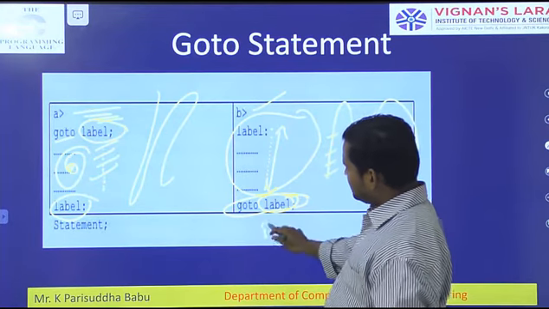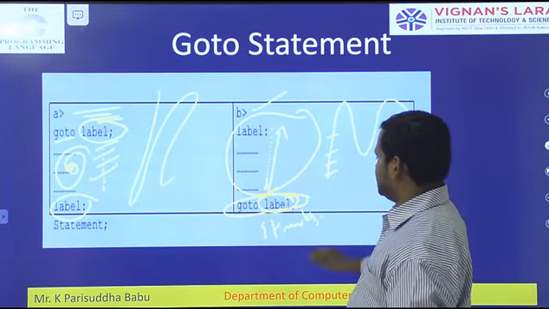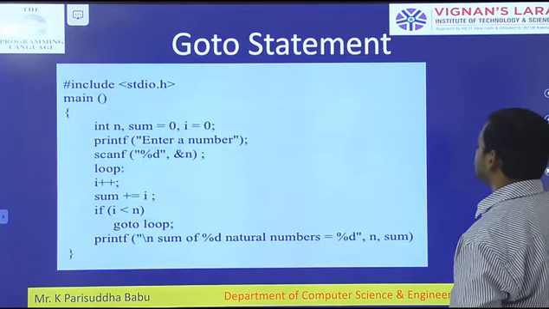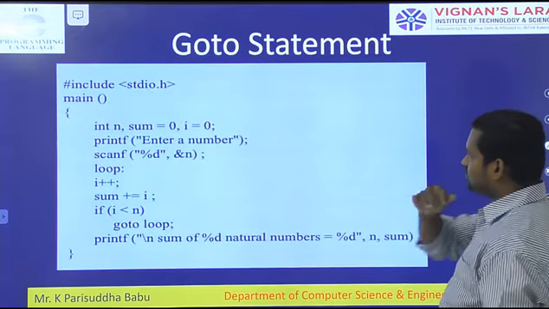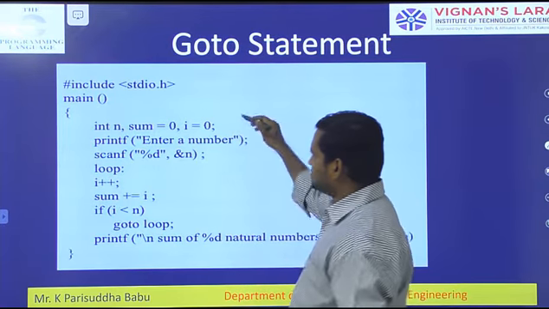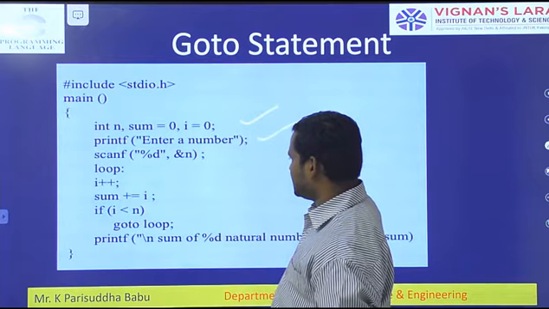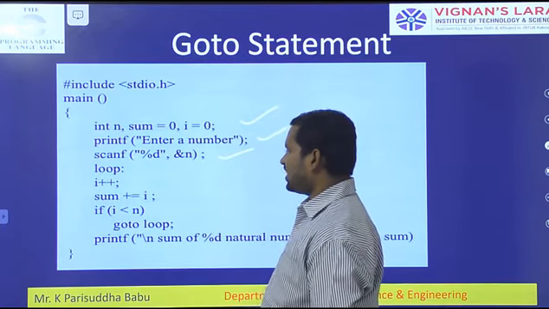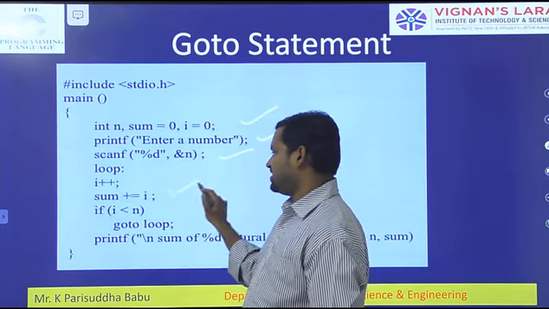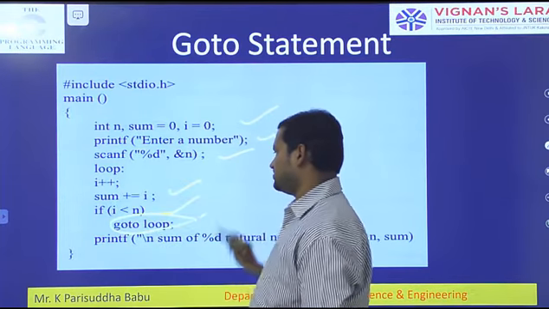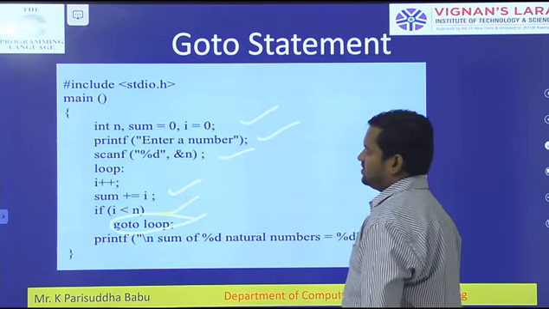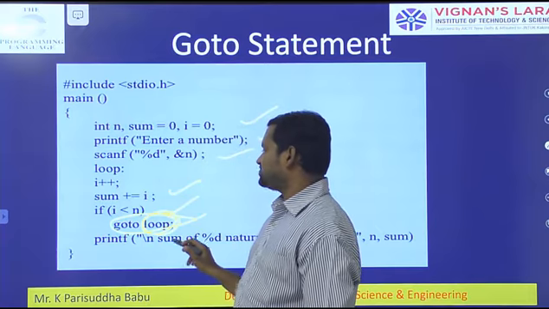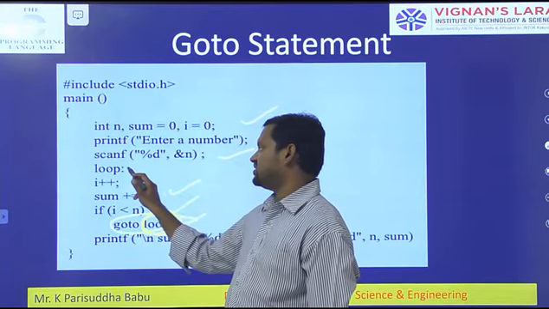Different statements are available in this particular diagram. This is the unconditional statement. Go to: see here, sum is 0, i is 0 declared, a number n is entered, the loop starts here, i plus plus, sum is equal to sum plus i, if i less than n, go to loop. Loop is a label name.